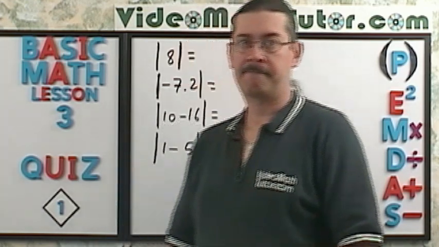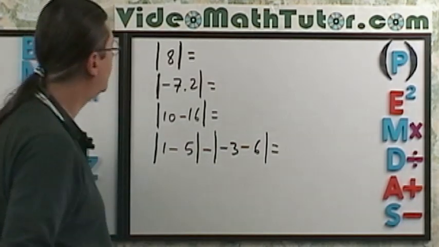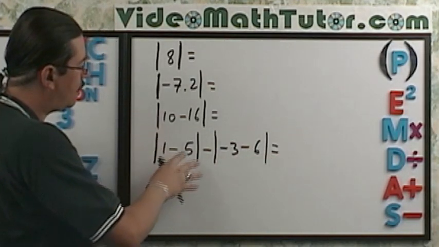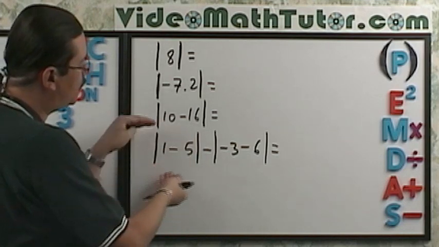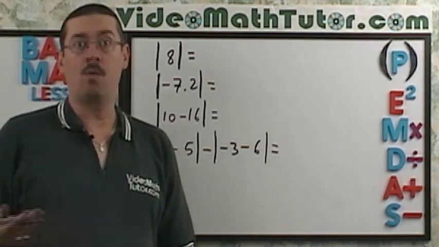Let's look at problem number 1. We have a series of absolute value problems. Let's just compute them very quickly. Notice when I write out absolute values by hand, I try to make the symbols a little bit thicker and maybe a little bit longer than you would normally write them out. Why do I do that? So I don't confuse them with the number 1.